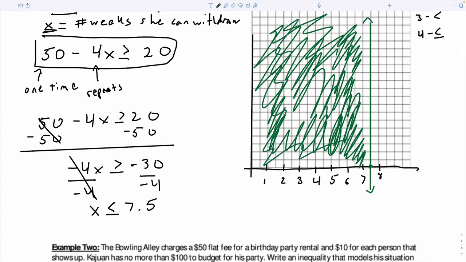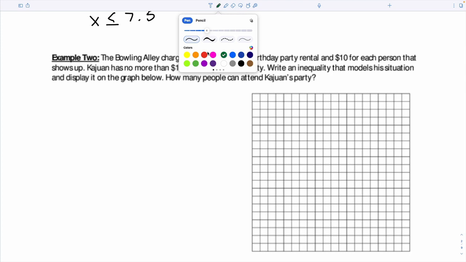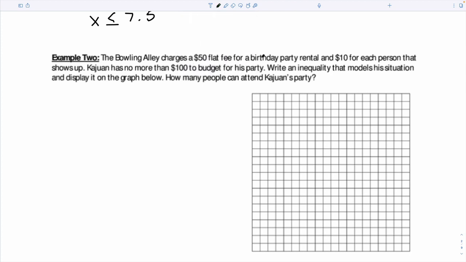That is your graph. Example 2: the bowling alley charges a $50 flat fee for birthday party rental and $10 for each person. You should be thinking as you annotate, what are my key numbers? What is the number that repeats? What's the number that stays the same? What's my total? What's my inequality? Circle numbers, box keywords as I finish. Kawan has no more than $100 to budget for his party. Write an inequality that models the situation and display it on the graph.